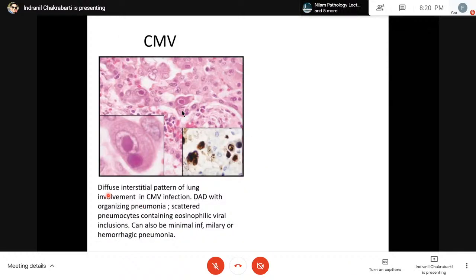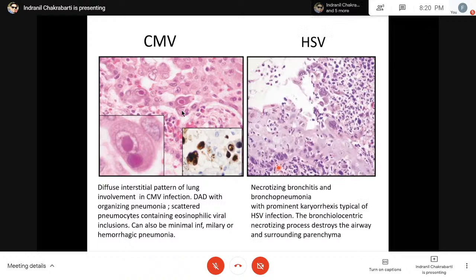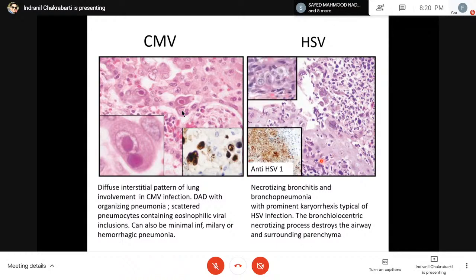In CMV, there can be a diffuse interstitial pattern of lung involvement, and the cytopathic effect includes large eosinophilic viral inclusions, intranuclear inclusions, but these inclusions can also be present in the cytoplasm. They can also be stained with IHC, the antibodies against the CMV. In HSV, the herpes simplex virus, you can see the three M's, that is the multinucleation, the margination of chromatin and the molding. Along with that you can see this type of intranuclear inclusions. They can again be highlighted with anti-HSV antibodies.